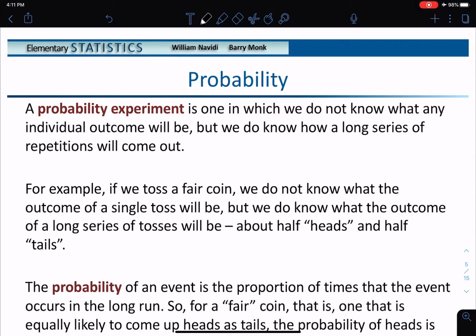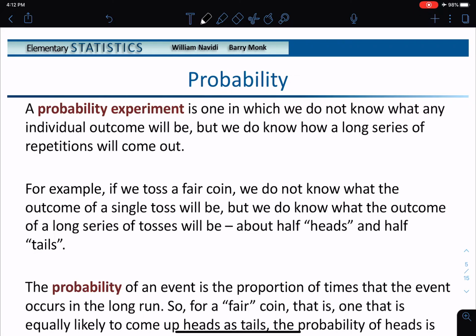So a probability experiment is one in which we do not know what any individual outcome will be, but we do know how a long series of repetitive outcomes would be. An example: they're using the same example I just thought of. If we toss a fair coin, we do not know what the outcome of a single toss would be, but we do know what the outcome of a long series of tosses would be, about half heads and about half tails.